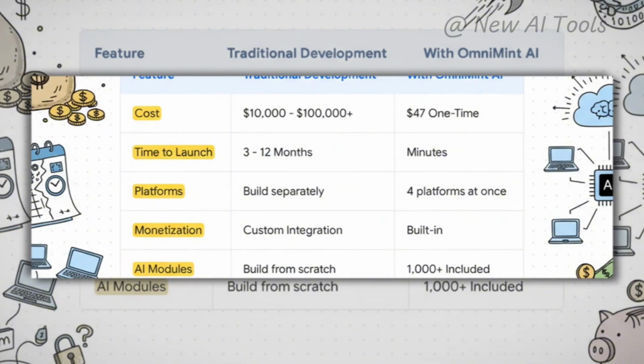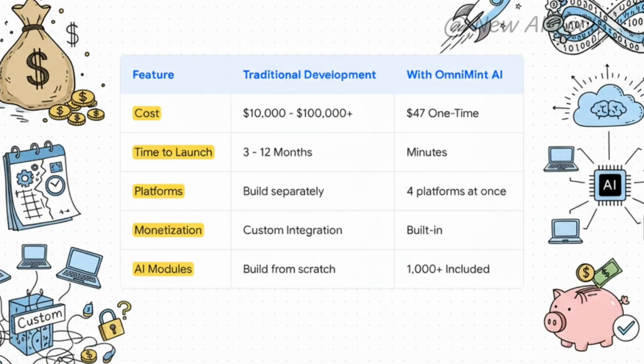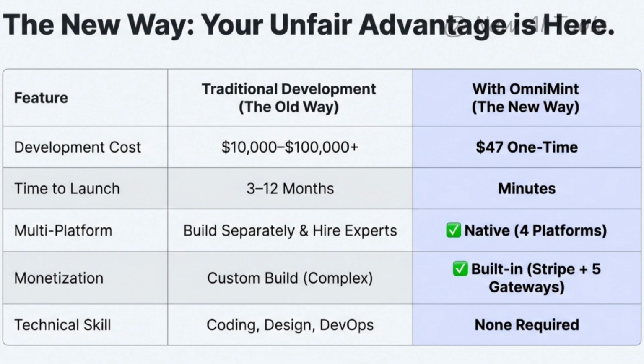I mean, just look at this side by side. It is night and day. The cost just collapses from tens of thousands of dollars to a one-time payment that's less than a nice dinner out. The launch time shrinks from a whole year down to literally minutes. Instead of begging developers to build for different platforms, you hit one button and launch on 4. And getting paid isn't some future problem. It's built right in. This is a game changer.